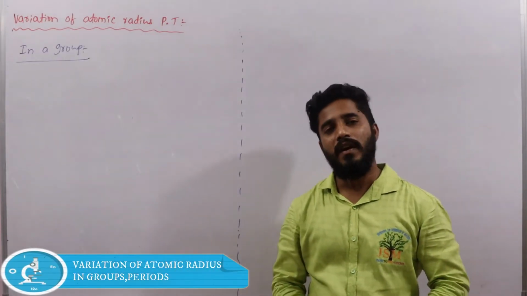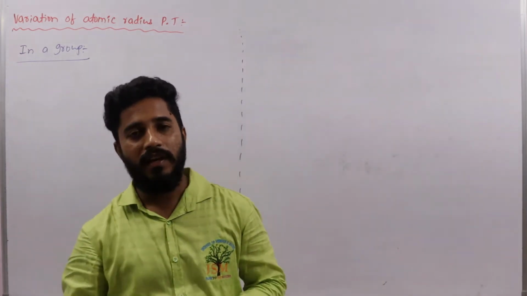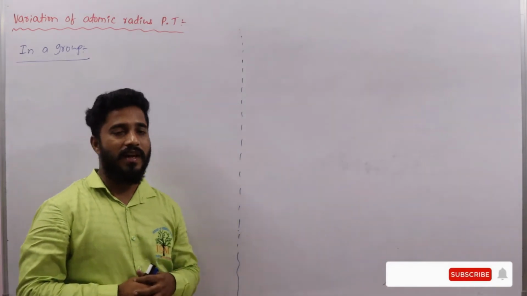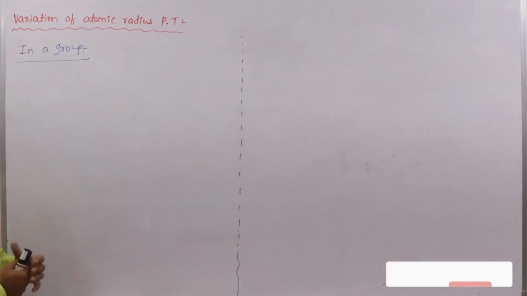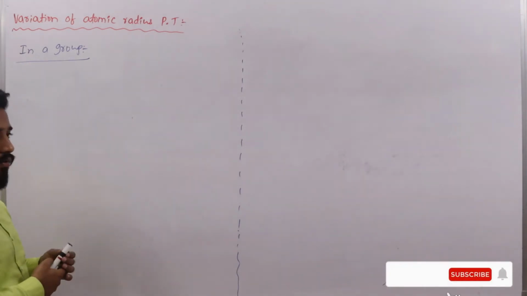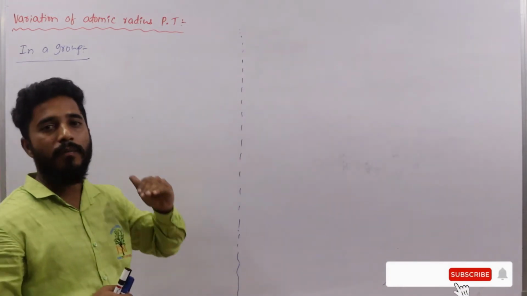In the previous video, we discussed atomic radius and different types of atomic radius. In this video, I am going to discuss the variation of atomic radius in the periodic table. So let us see in groups. In groups, what will happen to the atomic radius when you go from top to bottom?